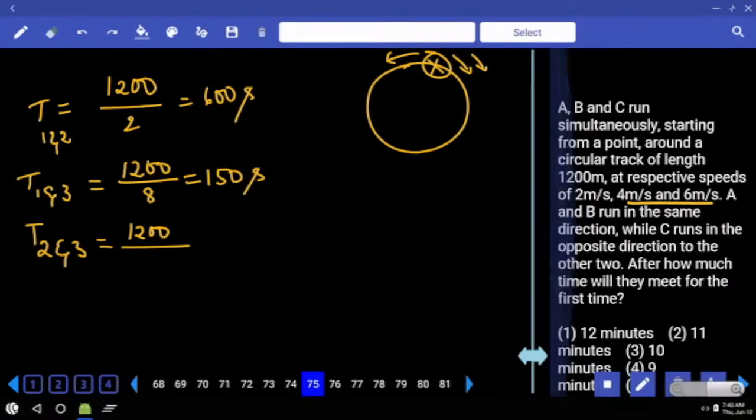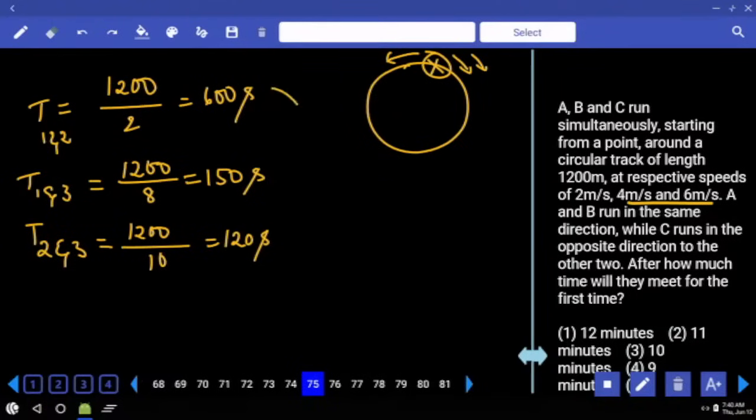Second and third are also moving opposite to each other. Relative speed. S1 plus S2, how much? 10, which is 120. If all three people should meet together, answer is LCM of these three numbers only. LCM 600 seconds, which is equal to 10 minutes.